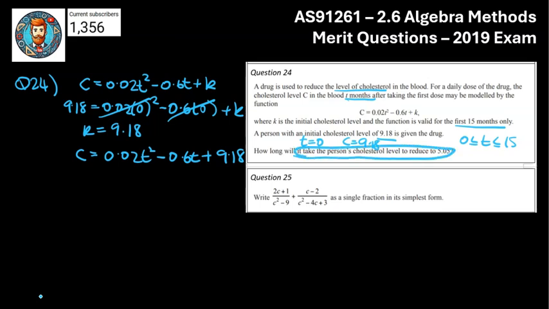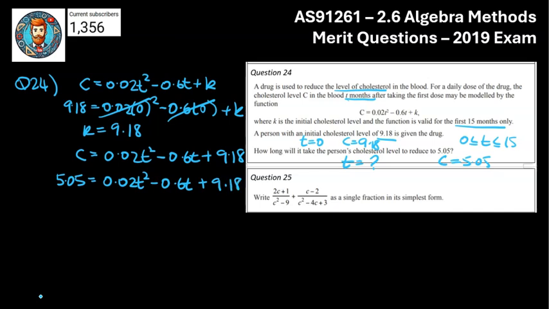So I've now got the next part here. How long will it take to have the cholesterol reduced to 5.05? This tells us that C is equal to 5.05, and T is what we're trying to find out, so we're trying to solve for T. Let's take away the C over here and substitute in 5.05. So we've got 5.05 equal to 0.02t squared minus 0.6t plus 9.18.